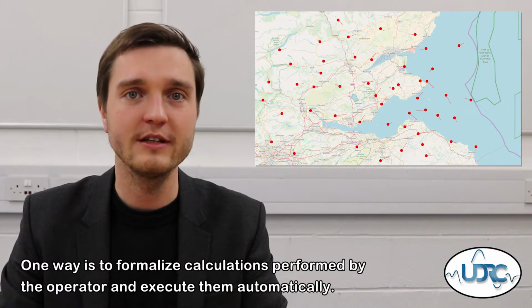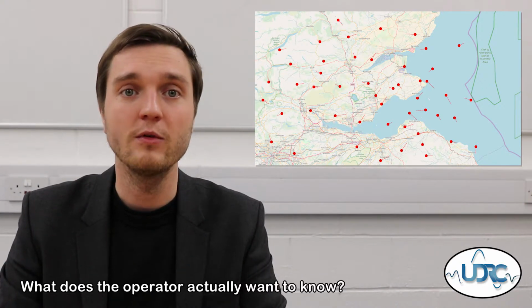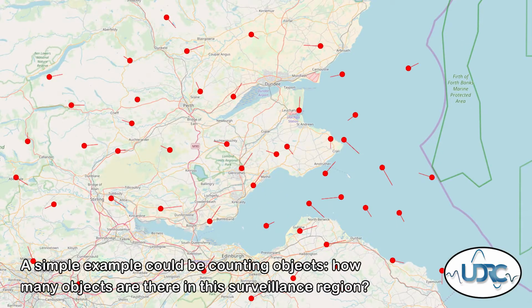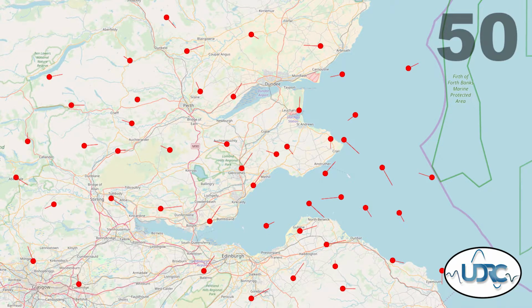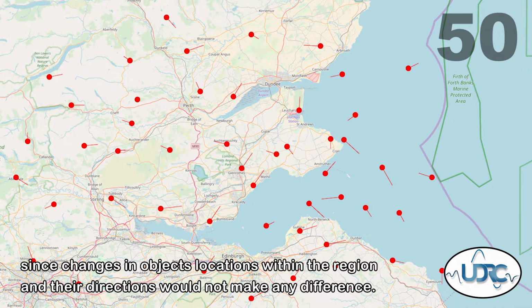How could we address this issue and provide the aid to the operator? One way is to formalize calculations performed by the operator and execute them automatically. What does the operator actually want to know? A simple example could be counting objects. How many objects are there in this surveillance region? The answer is 50. This, however, may not be a good description of the situation, since changes in objects' locations within the region and their directions would not make any difference.